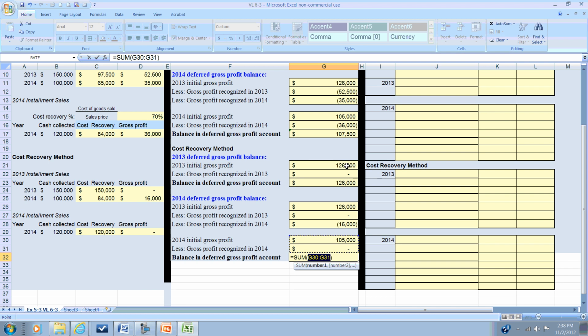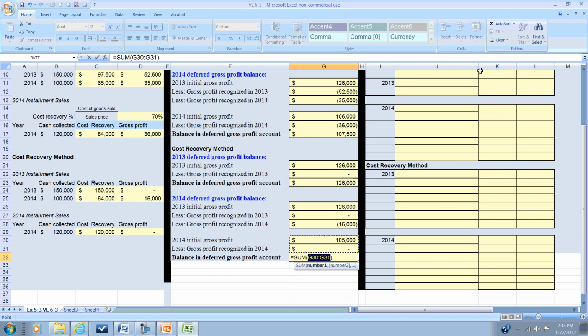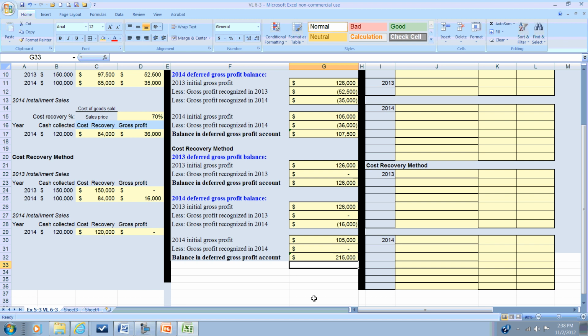So the balance in our deferred gross profit account, using the cost recovery method for 2013 and 2014 installment sales, is going to total, I think I made an error on that, 2013 and 2014, total 215,000. So using the cost recovery method, we have recognized a lot less gross profit, and we have a lot more to be recovered in the future. So again, it is the more conservative of the two methods.